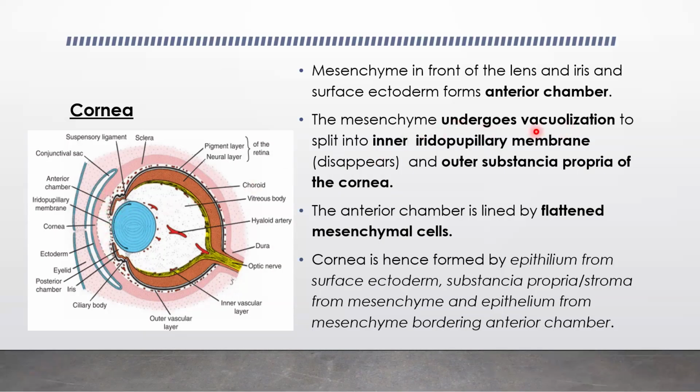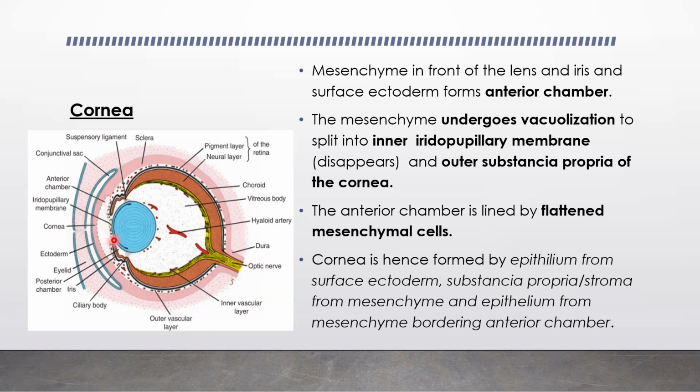So the mesenchyme undergoes vacuolization to split into two. So this mesenchyme will undergo vacuolization to create a space. So when you create a space in between at this point, we are differentiating the cornea, iris, and the lens. But the membrane will remain. And this membrane is the inner iridopupillary membrane. And then on the outer part, we'll have the cornea.